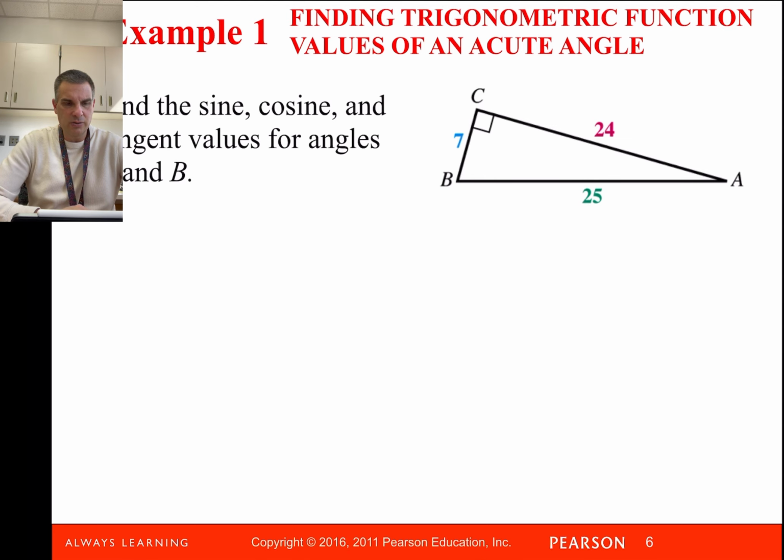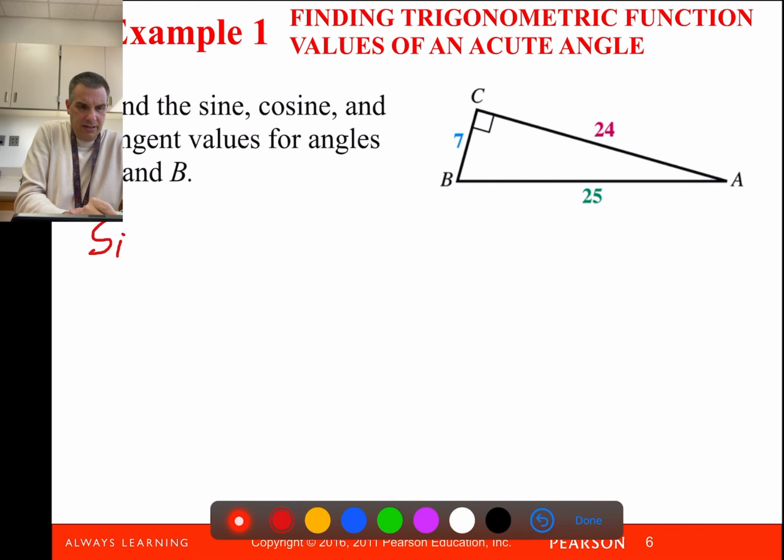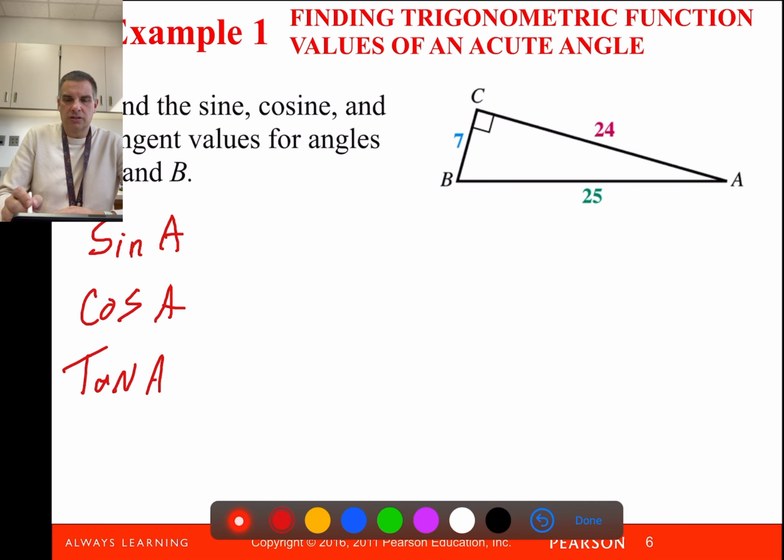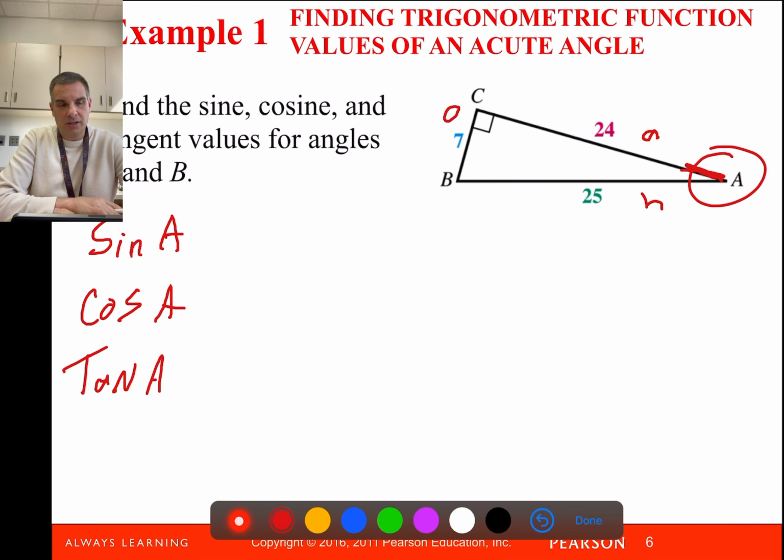It says find sine, cosine, and tangent for A and B. So we're going to start out by finding the sine of A, the cosine of A, and the tangent of A, and we're just going to write the ratios. So I identify my angle. There's angle A. If you need to, label the sides. The 24 is going to be adjacent because it makes up the angle, but it's not the hypotenuse because the hypotenuse is 25. Hypotenuse is the longest side, and it's the side opposite the 90 degrees, so that makes this the opposite.